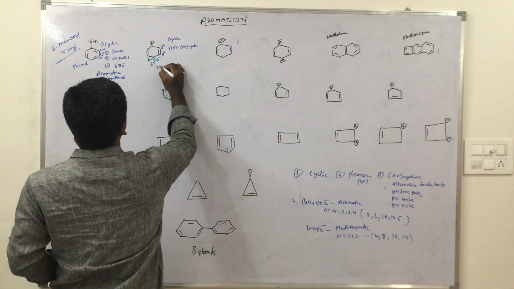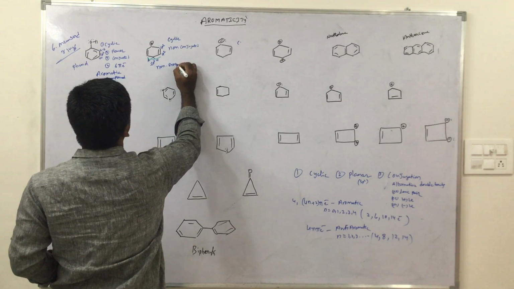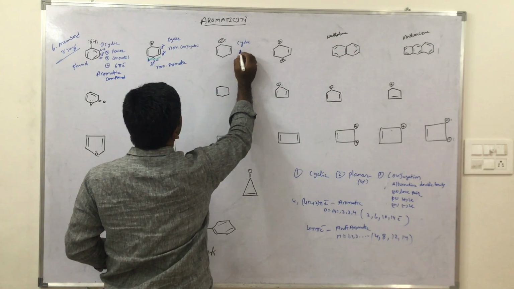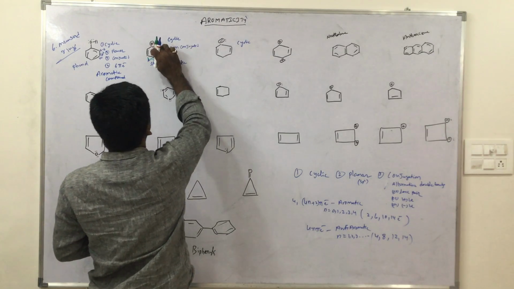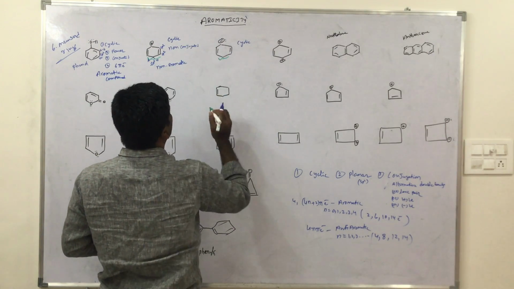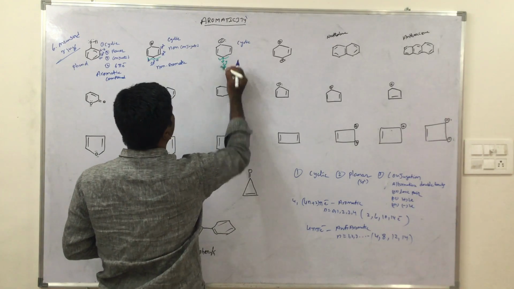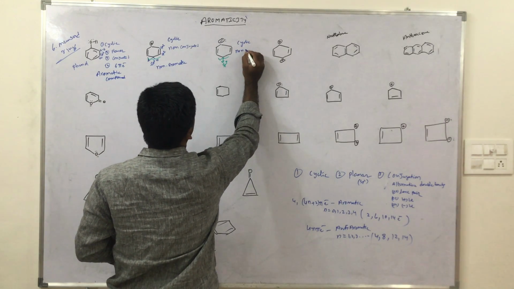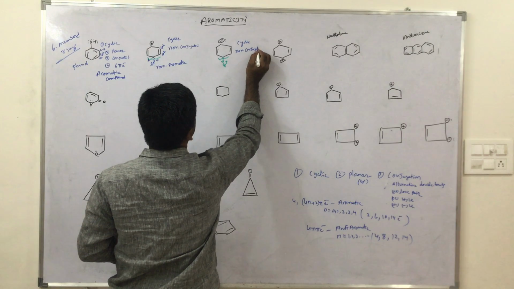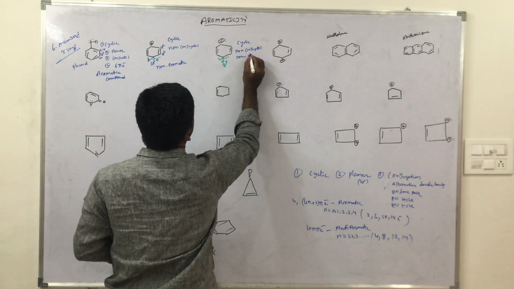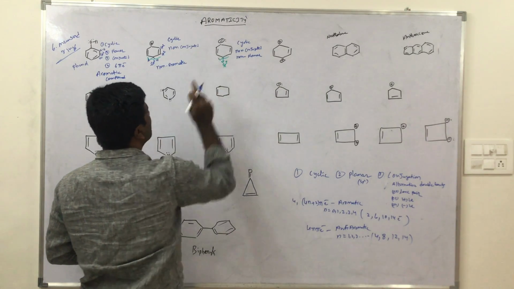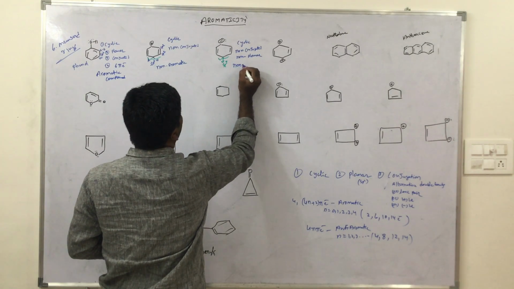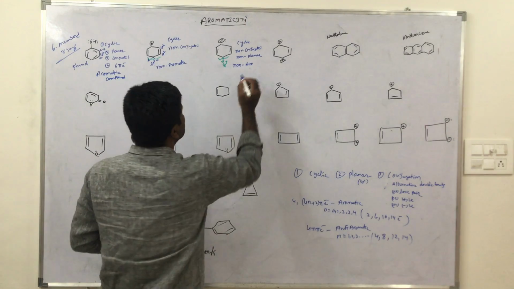This is non-aromatic. Okay, this is cyclic. Here also the same problem, but here positive charge, here negative charge. Here there is no conjugation. Why? Because this is sp3 hybridization. Cyclic but non-conjugated, non-planar, because this carbon has only sp3 hybridization. So this is non-aromatic.